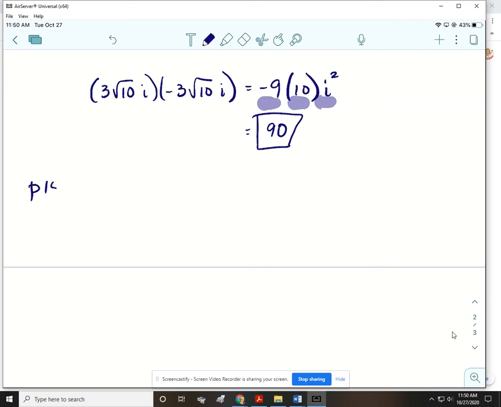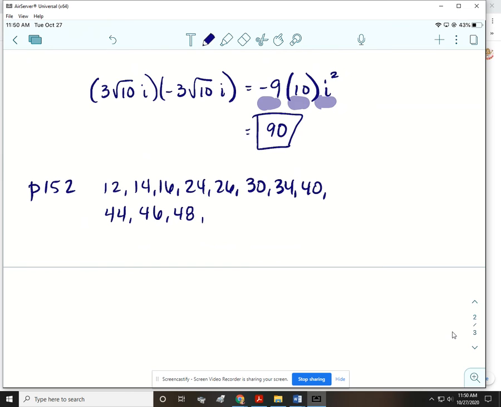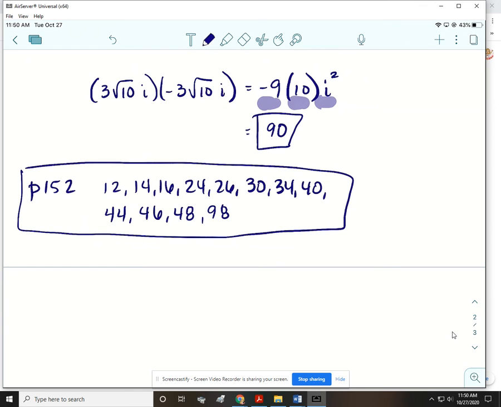All right, so your assignment is on page 152. So several problems: 12, 14, 16, 24, 26, 30, 34, 40, 44, 46, 48, and 98. A lot of those don't take very long to do, so don't stress.